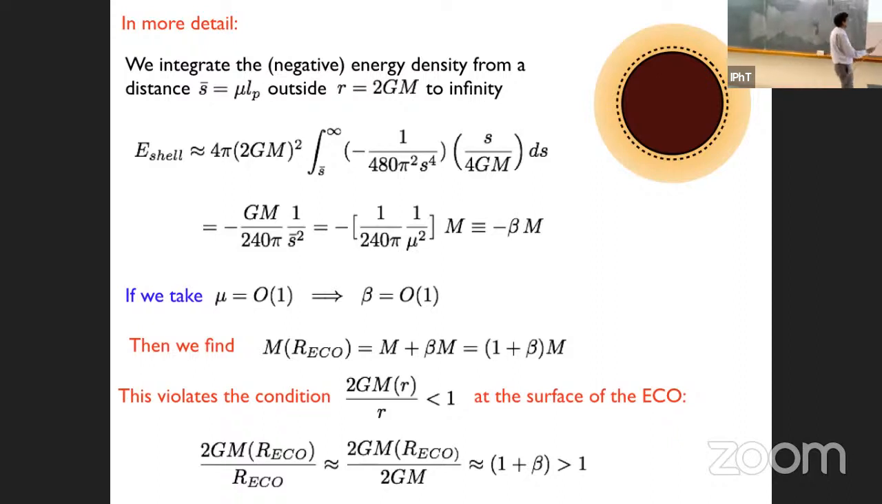And this violates the condition that you don't have a horizon. 2GM over r should always be less than 1 on the surface of the ECO. And there we are finding that it's actually violated.